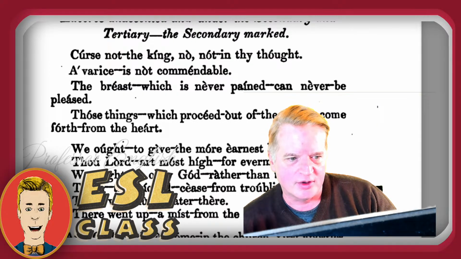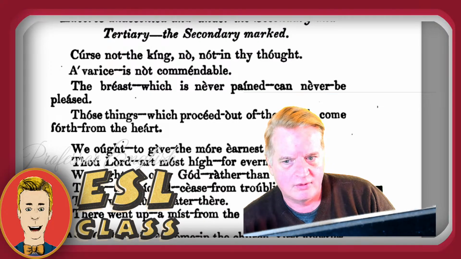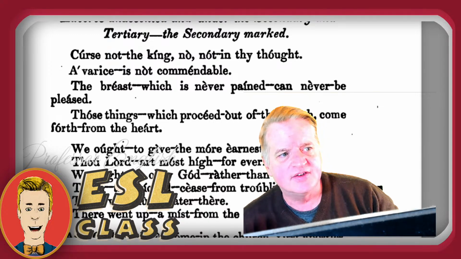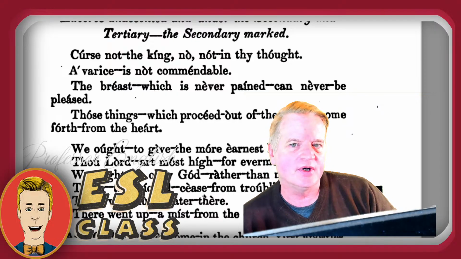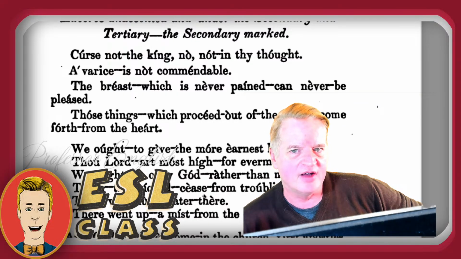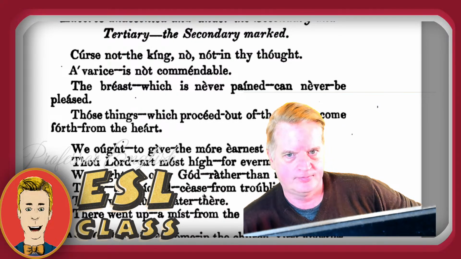So what does that phrase mean? Avarice is not commendable. Being materialistic is not the best thing. It's not something that you should respect in other people. Yes. Okay. So what are the important words in that phrase? Avarice, not, and commendable.